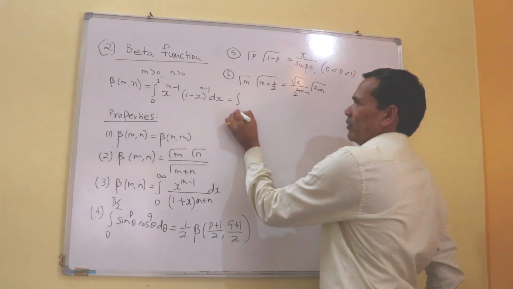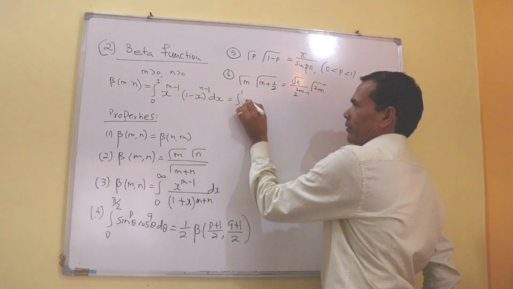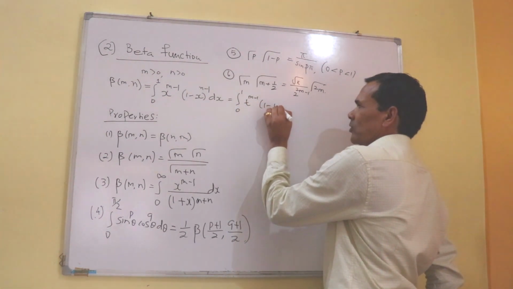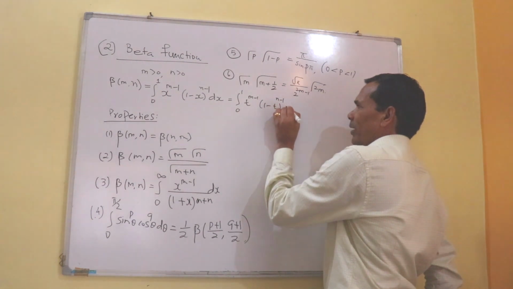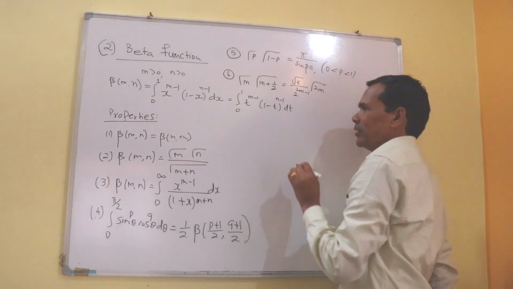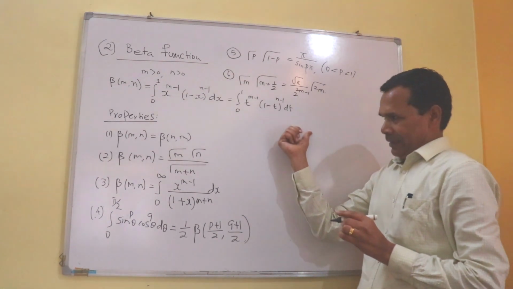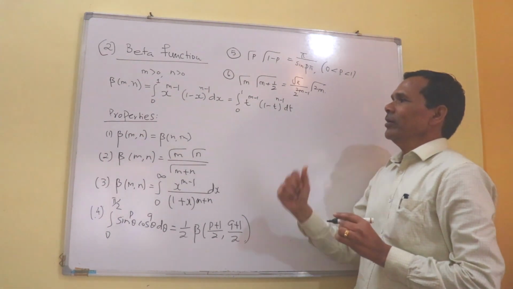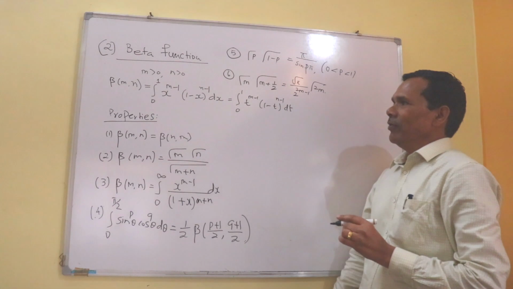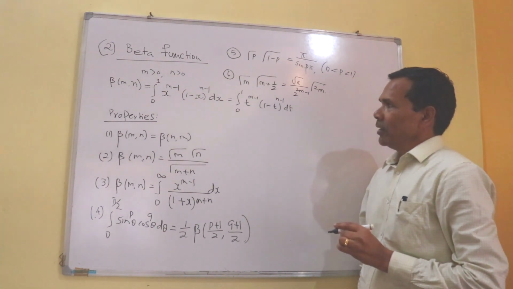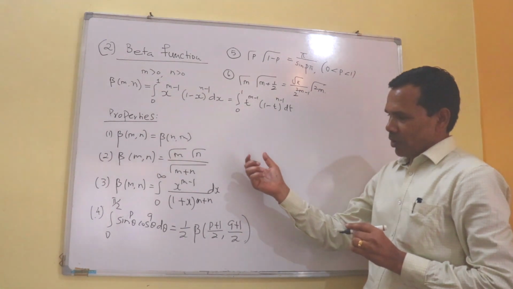It is written in the form 0 to 1, by changing the variables, t raised to m minus 1, 1 minus t bracket raised to n minus 1 dt, or in terms of y, any variable, because a variable does not change the value of this integral. Variable is immaterial.